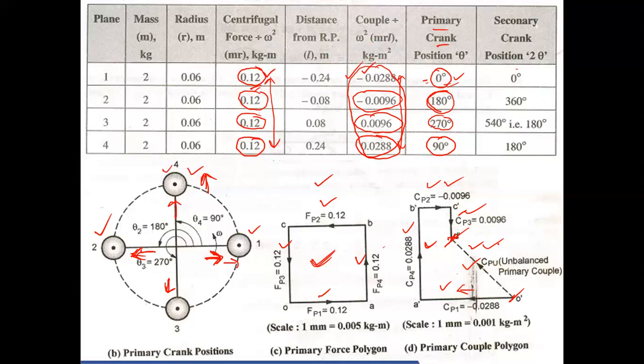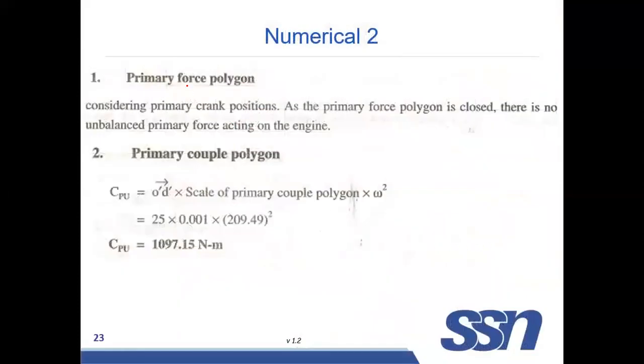Unbalanced primary couple. Now you see, primary unbalanced forces, there is no primary unbalanced force. All are balanced properly. As far as primary couple is concerned, you measure the distance, multiply with scale and omega square. That will give the couple. This is the unbalanced primary couple.